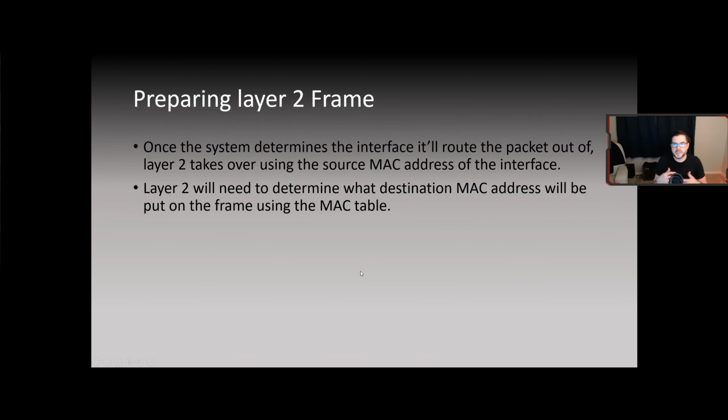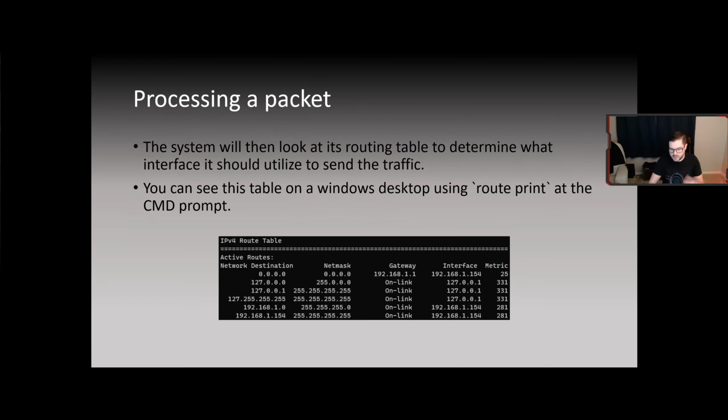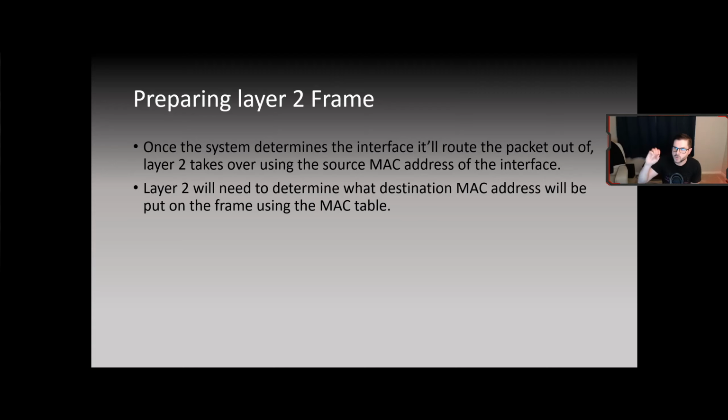So the next portion is after it's determined, okay, here's my layer 3 information. You saw that it's going to use that default gateway. So it's going to say, okay, I need to go out onto the network. First thing it's going to do is take the source MAC address for whatever interface it's going out. So it's going to take the MAC address of the 154 IP address. And then the next portion is it says, where am I sending this? Because an IP address has to be translated to a MAC address in order for it to know where to go. So that's where the MAC table comes into play.